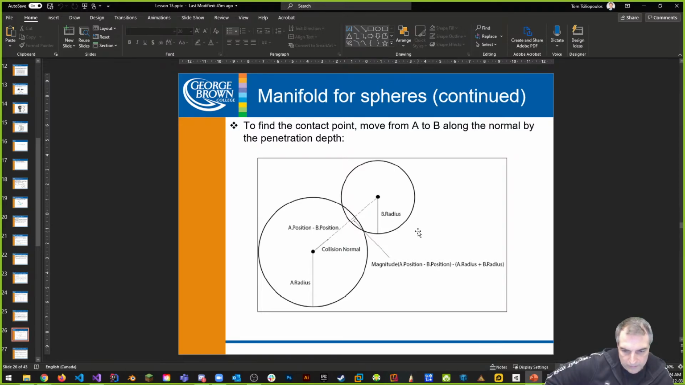And once we have that, we want to find the contact point. What we want to do is move from A to B along the normal by the penetration depth, and we're going to find the point of contact that way. So an example would be the magnitude of position A and position B. There's a magnitude, so a distance between the two centers, right? And we're going to subtract the radius of A and the radius of B to find that contact point. That's the point of contact, because we're going to move back to that point of contact along the collision normal. That's what we're going to do.